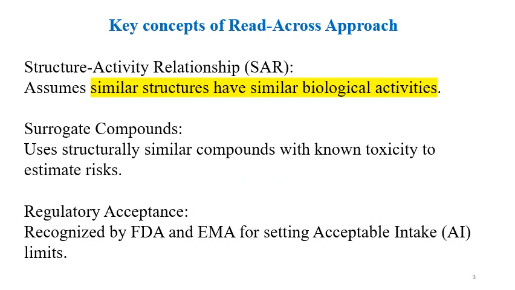Coming to the key concept for a read across approach, the key concept is the structure activity relationship, that is SAR, and it assumes that similar structures have similar biological activities. So as similar structures have similar biological activities, they will also have the same or similar toxicological activities. So it uses surrogate compounds, structurally similar compounds with known toxicity to estimate the risk.